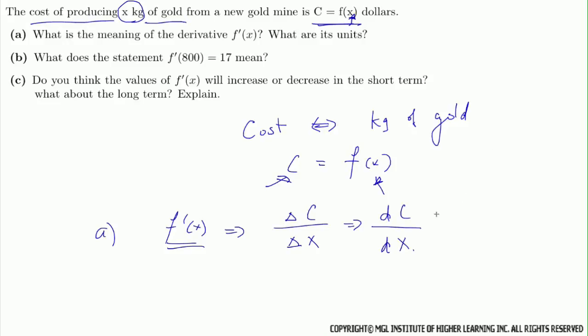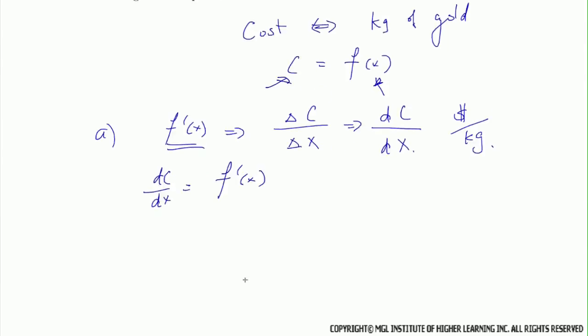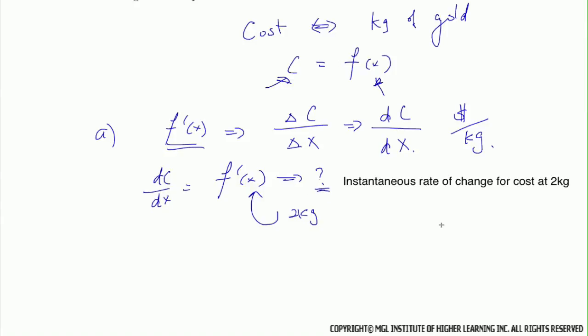So what is the unit, by the way, then? This is going to be dollars per kilogram. So look, here's the derivative function, okay? dC over dx is equal to this. Now what it's doing is this. If I put in like 2 kilograms, it'll give you some number. What does that number represent? The formal definition is that it's the instantaneous rate of change for cost at 2 kilograms.